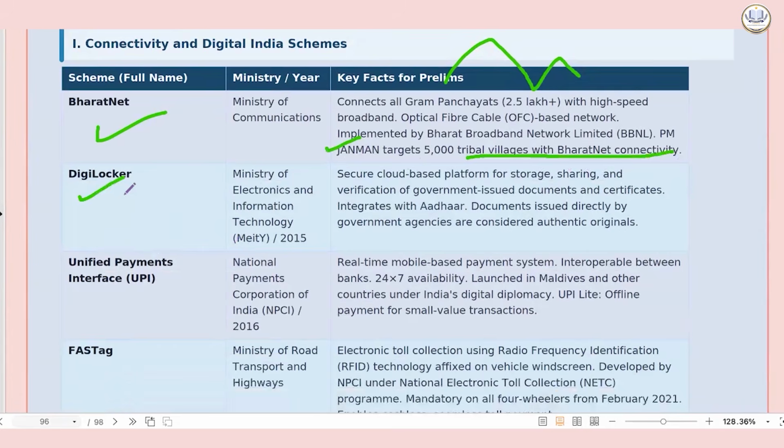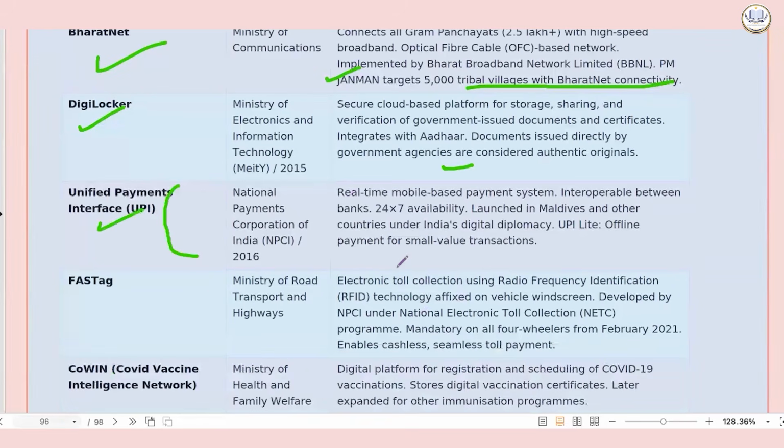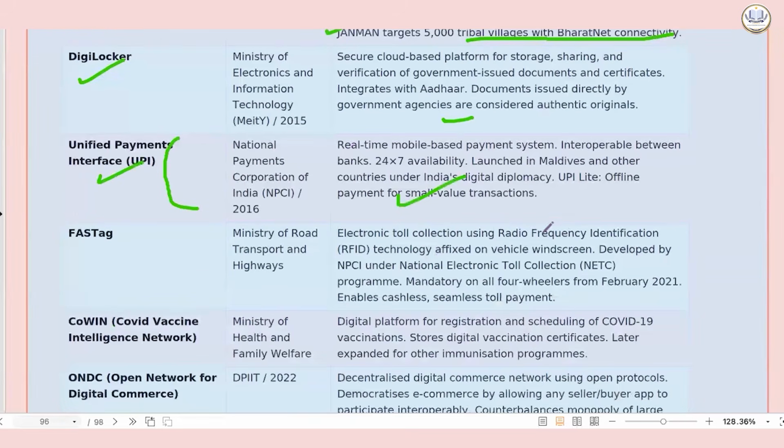We have DigiLocker, you must have used it. A secure cloud-based platform for storage, sharing and verification of government-issued documents and certificates. It integrates with Aadhaar. Documents issued directly by government agencies are considered authentic and original. UPI, National Payments Corporation of India, which you have read in the economy section as well. UPI Lite is for payment of small-value transactions.